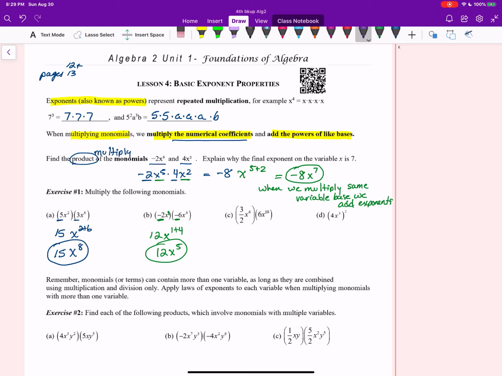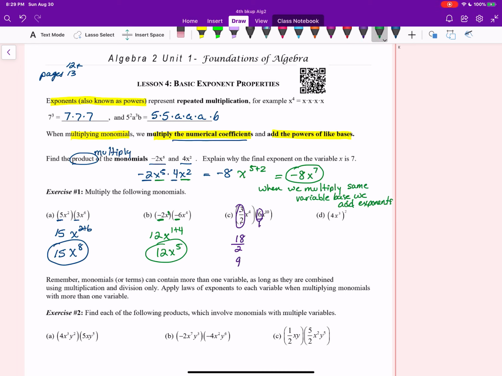C, 3 halves x to the 4th times 6x to the 10th. We take our 3 halves times our 6, and it might be helpful to put the 6 as a fraction, 6 over 1. And when we multiply fractions, you multiply numerators. 3 times 6 is 18. And you multiply denominators. 2 times 1 is 2. 18 divided by 2 is 9, so that reduces to 9.